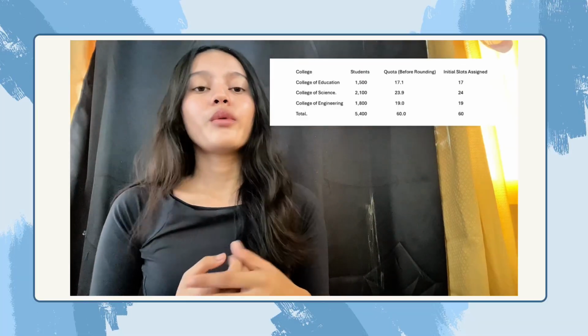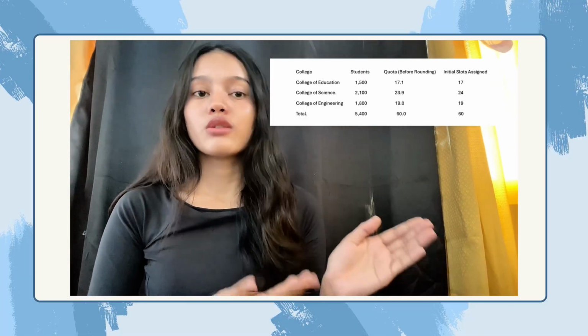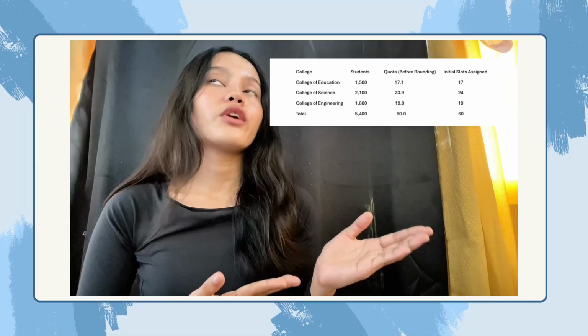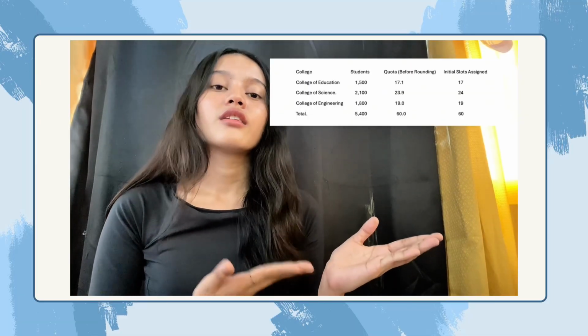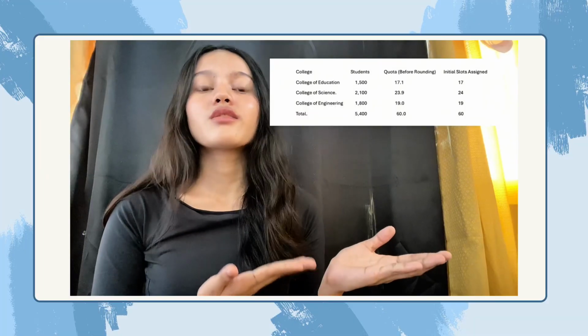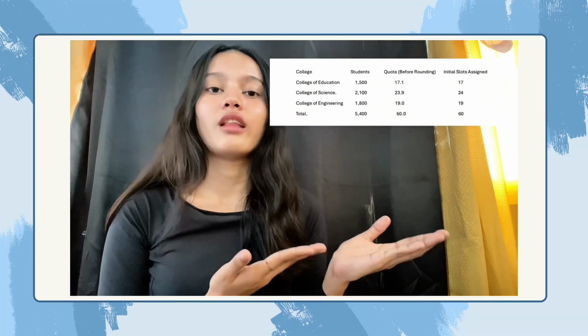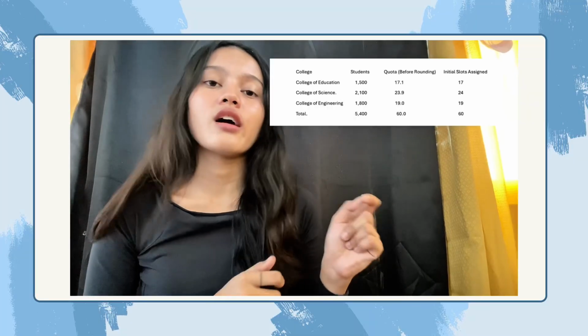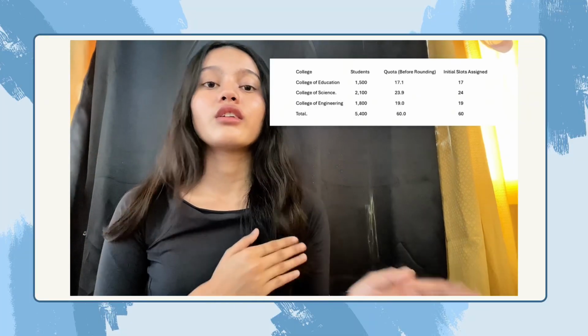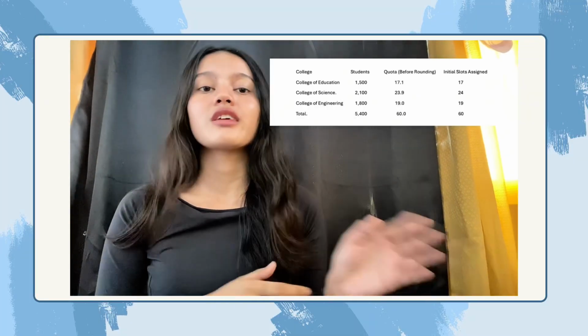So for the College of Education, it has 17, the College of Science will have 24 slots, and the College of Engineering has 19 slots. So the total of this is 60.